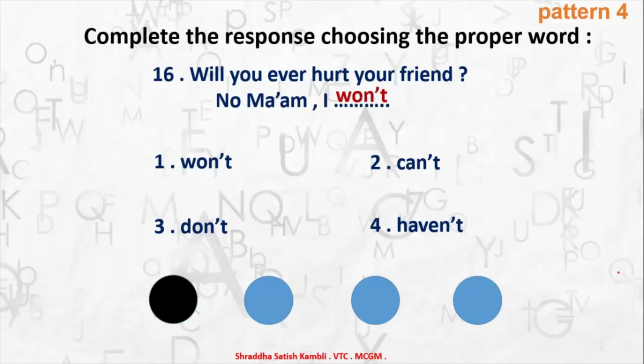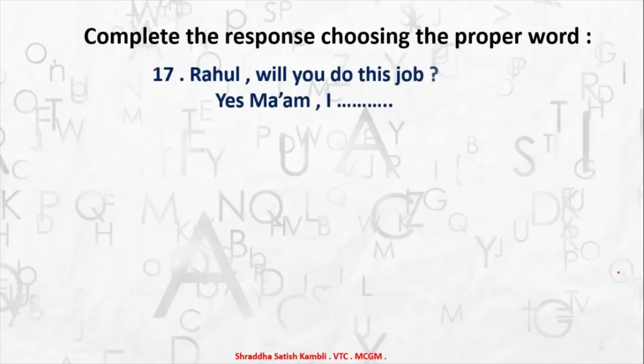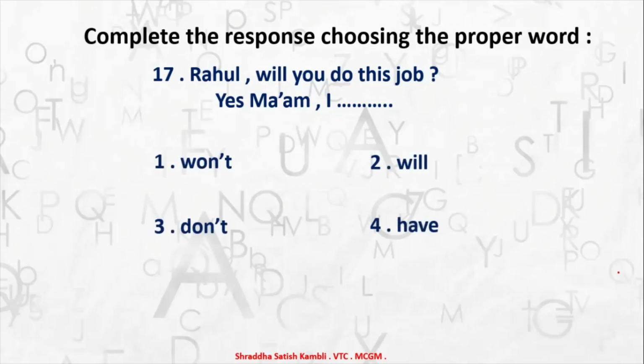Why? Because the question says will. So the answer will be won't. If the question says can, then the answer will be can't. Okay? So that way you have to think when you select the answer. Coming to the next question here. Rahul, will you do this job? Yes ma'am, I dash. So will it be I won't, I will, I don't, I have?